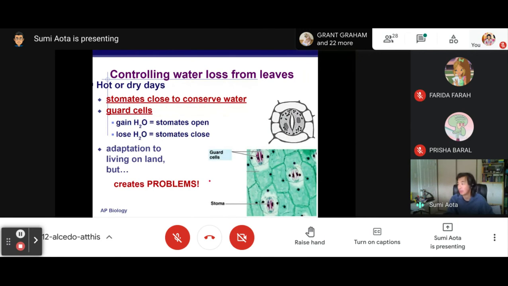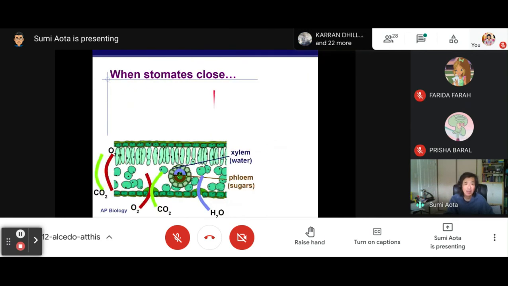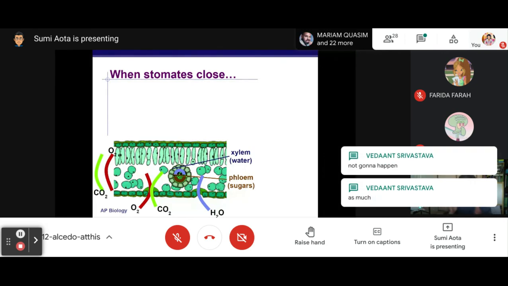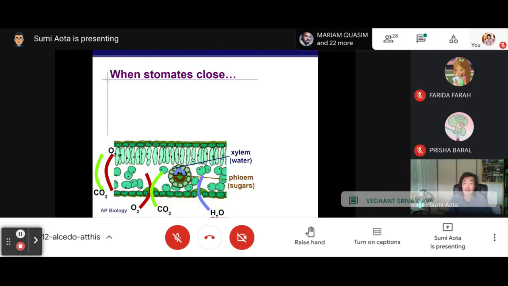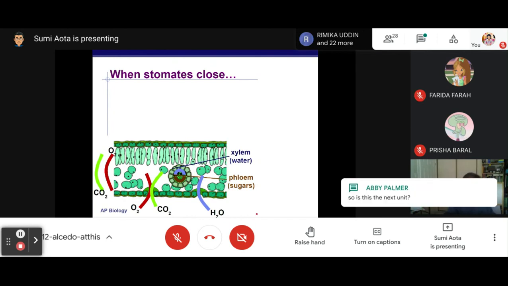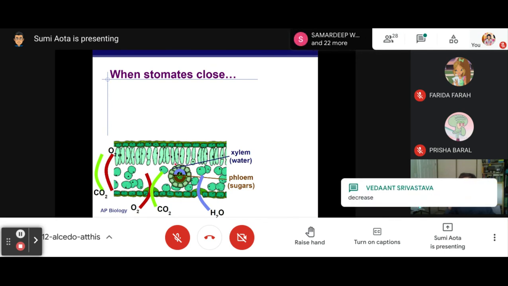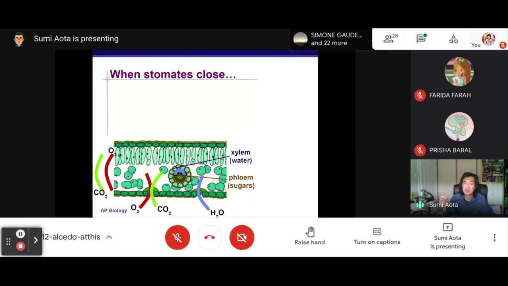But this immediately starts causing problems for the plant because when the stomates close, what's going to happen to the movement of water out of the leaf? Go up or go down? There'll be a little bit of it because it's not a complete closure, but there is a reduction of water loss from the plant, which is what we want. But what's going to happen to the uptake of CO2? Carbon dioxide is going to come in more slowly. And what's going to happen to the amount of oxygen inside the leaf?